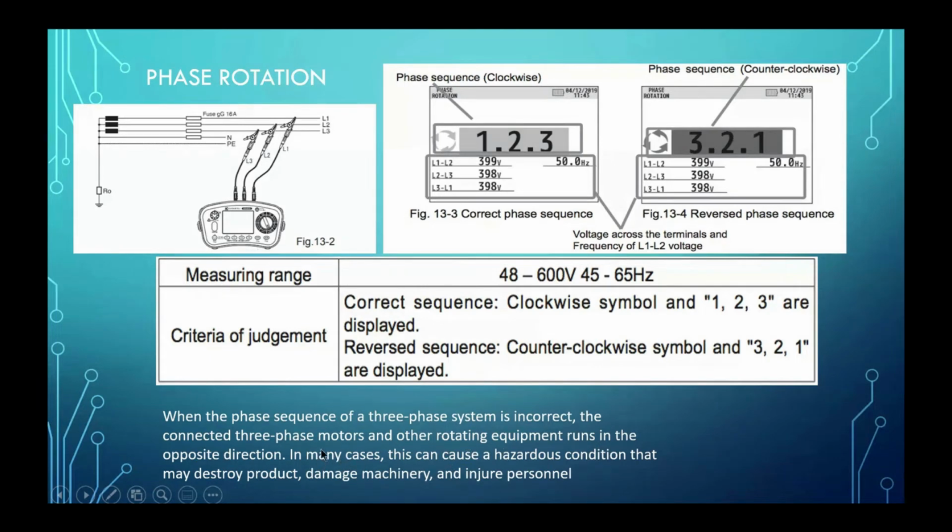In many cases, the connected three-phase motor and other rotating machines run in the opposite direction. If your motor runs in the opposite direction, in many cases this can cause hazardous conditions that may destroy your product, damage machinery, or injure personnel. So this test is to check whether the three phases are in correct sequence or reverse sequence. It is a very important test. But in this demonstration, I will not show you this phase test because I don't have three phase here.